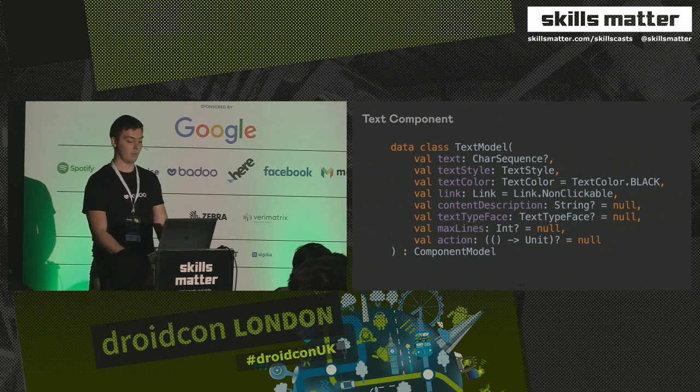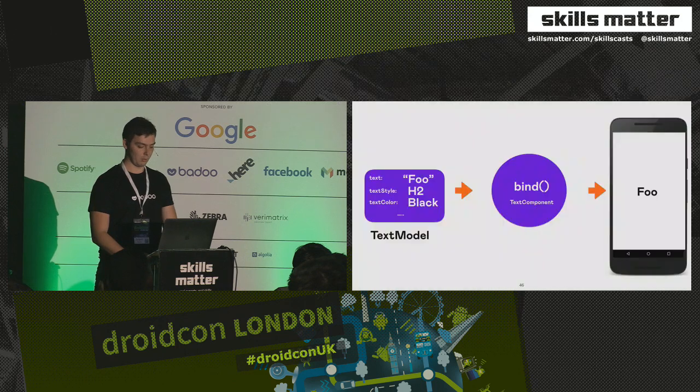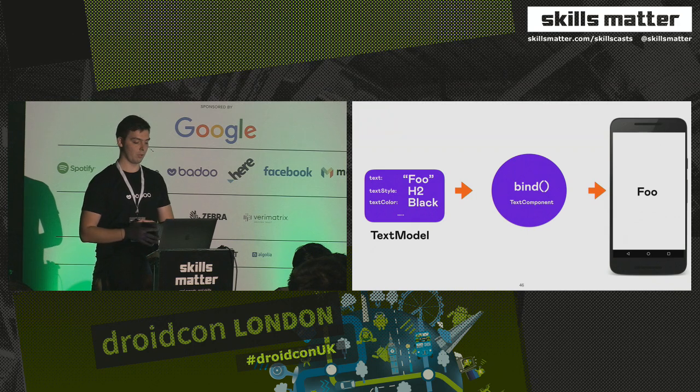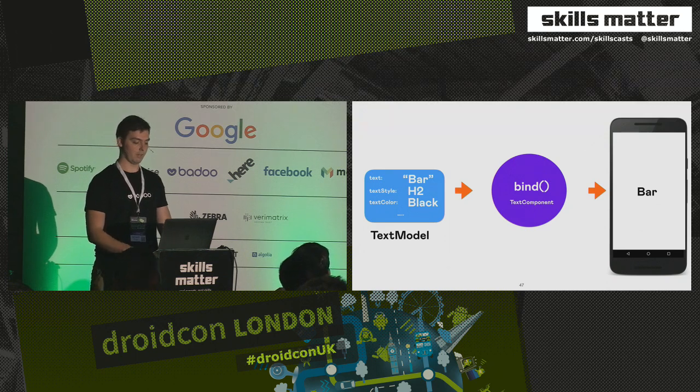How does it look in our code base, and how do we work with it? So the text component, it's an element in our Android framework, should implement the bind method, where it consumes this model. We create the model with all properties, and to show the full text, we just call bind on it. And if you want to change the text, we again create the same model, but with a different text, and pass it to the text component, and we will have it on the screen.